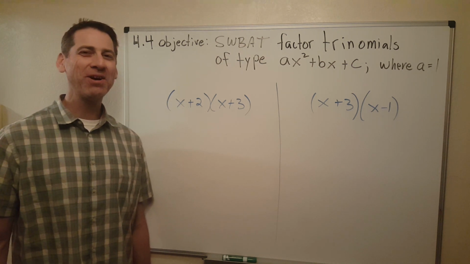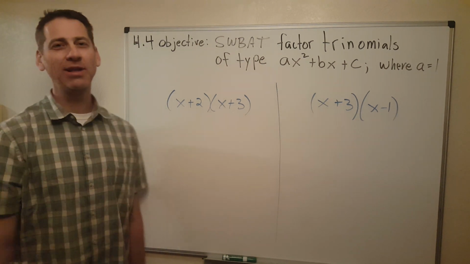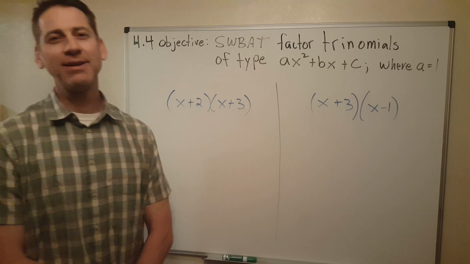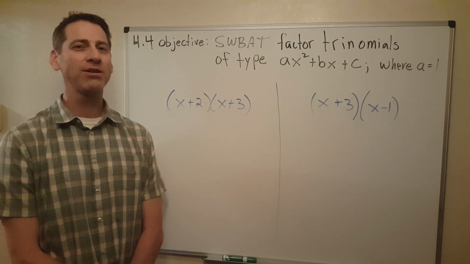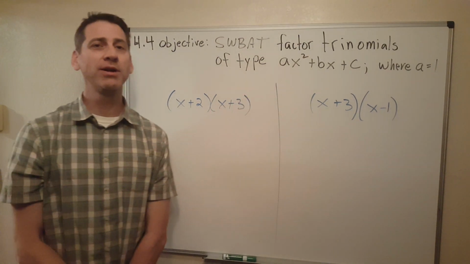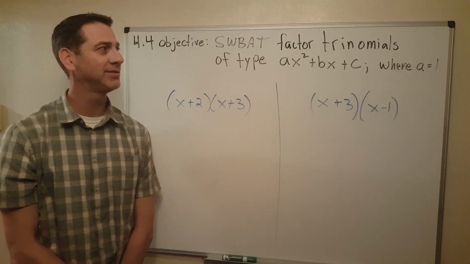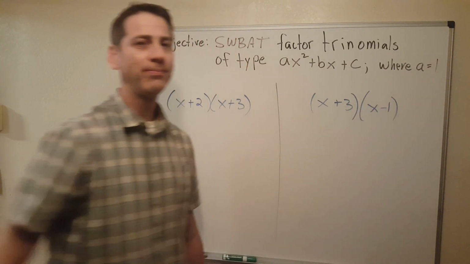We are on now our fourth video. This is Unit 4, Lesson 4, and our objective today is that students will be able to factor trinomials of type ax squared plus bx plus c, where a equals 1.